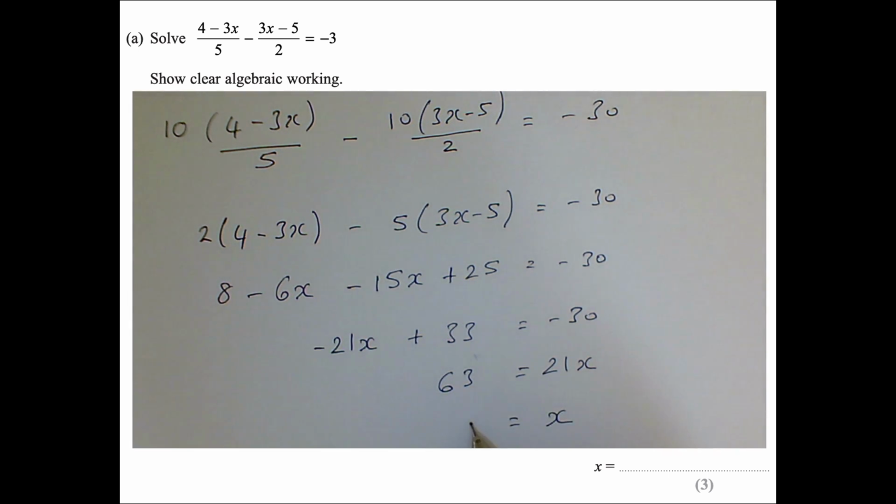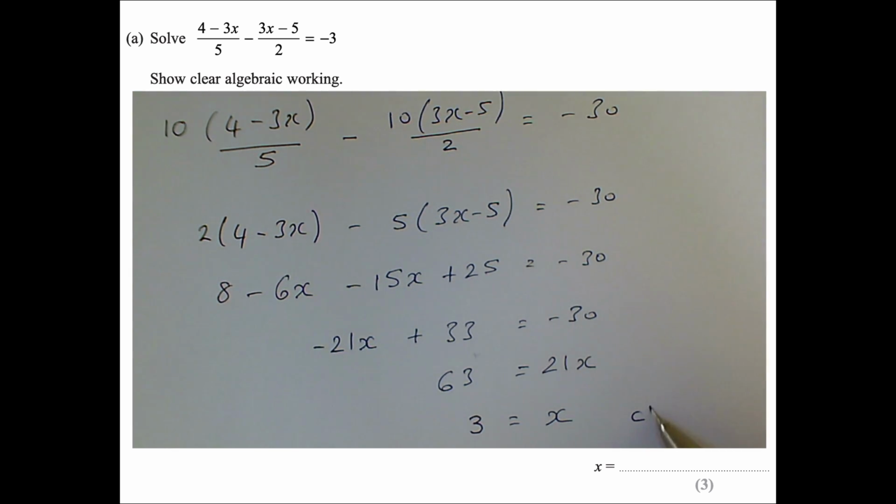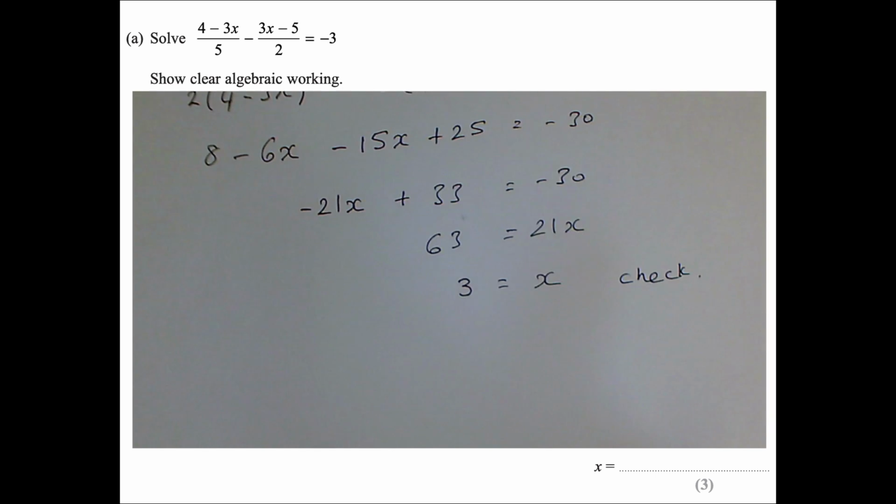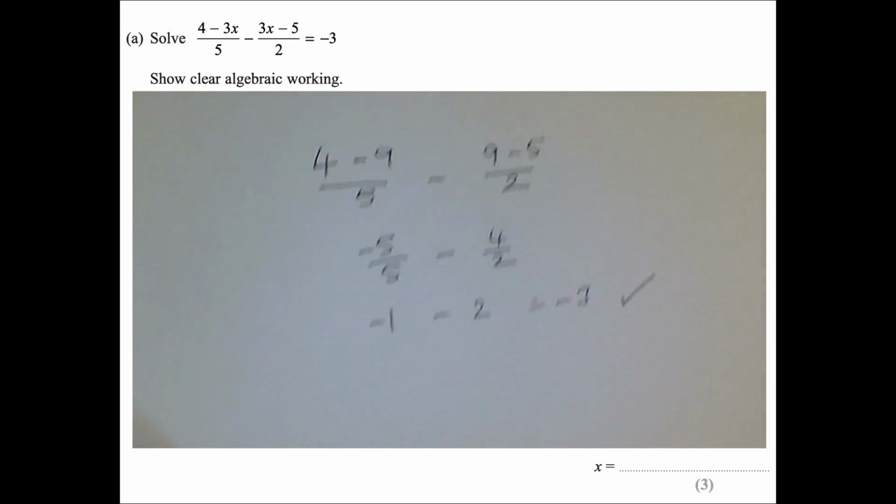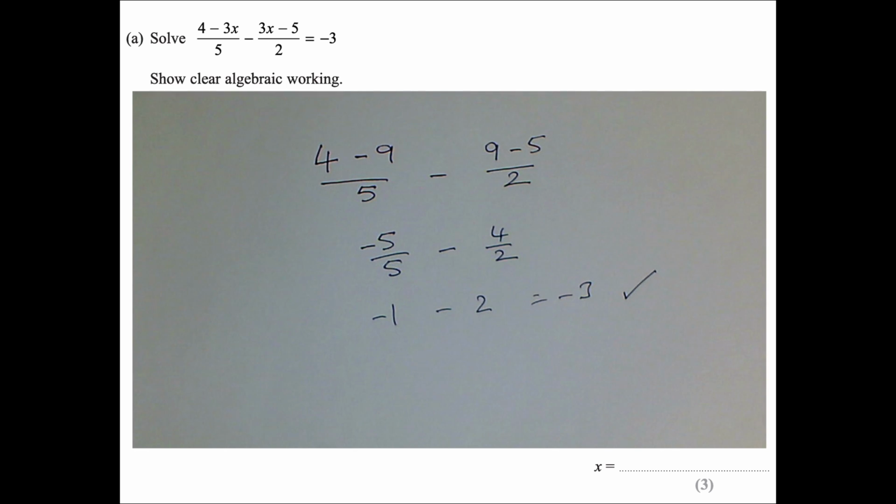We really should check to see that our answer is right. So in this instance, what I'm going to do now is substitute my x equals 3 into the original question. And I'm just going to read it out as I go along. So it's going to be 4 minus 9 because 3x is 9, and I've got 9 minus 5 over 2. I'm going to make sure that does equal what it's supposed to, which is minus 3. So 4 take away 9 divided by 5 is going to be minus 1, isn't it? And 9 take away 5 is 4 divided by 2 is 2. That does make minus 3, so we've got the right answer.